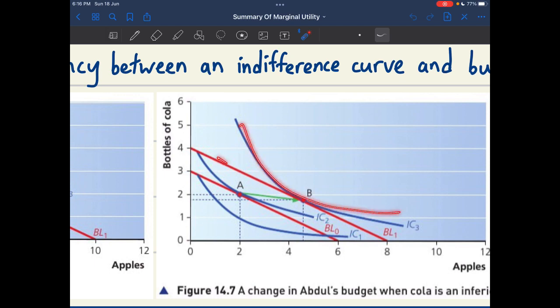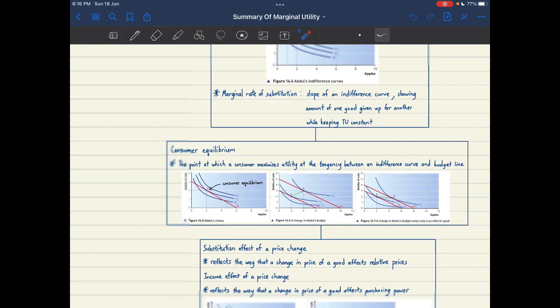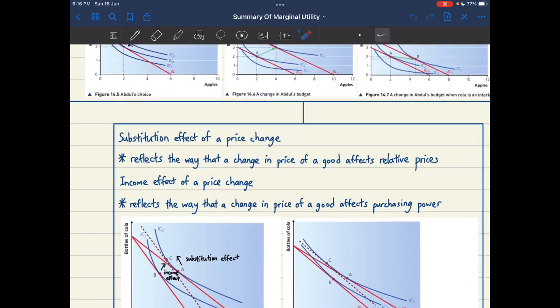So these 2 curves combine together, and then you see where the point is, calculate the amount available. That will be the maximum possible combination of two goods that one person can consume while maintaining their total utility. All right, and then substitution effect.